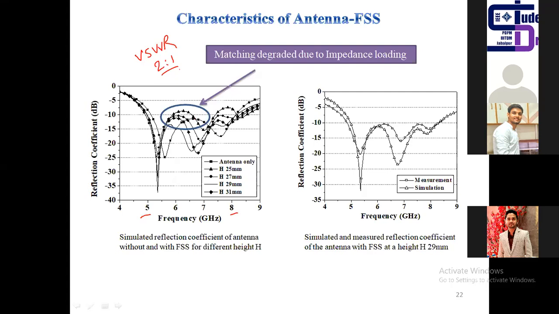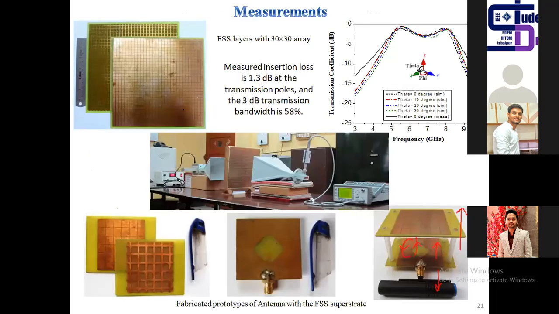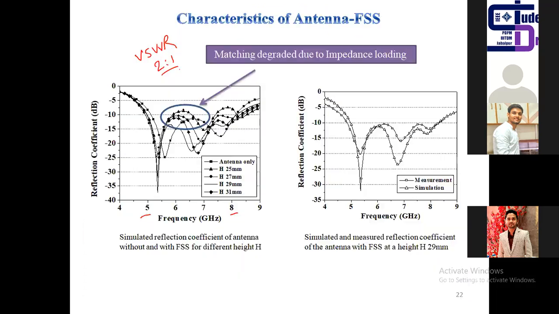So if you want to figure out why the impedance matching is disturbed, it can possibly be due to impedance loading. Loading means if you are placing the FSS above the antenna, then the antenna's impedance matching is affected by the impedance of the FSS, because every metallic structure, metal dielectric structure, affects the impedance of the antenna. So the antenna impedance matching is getting affected, and this is known as impedance loading, you can see here.